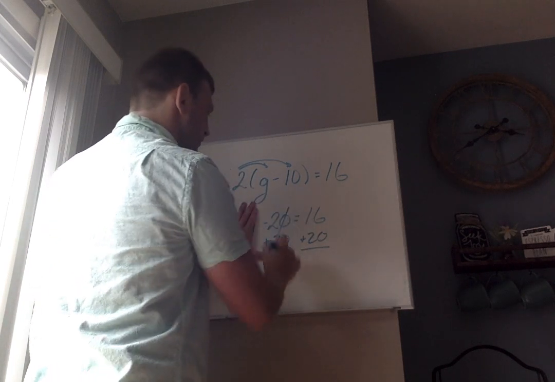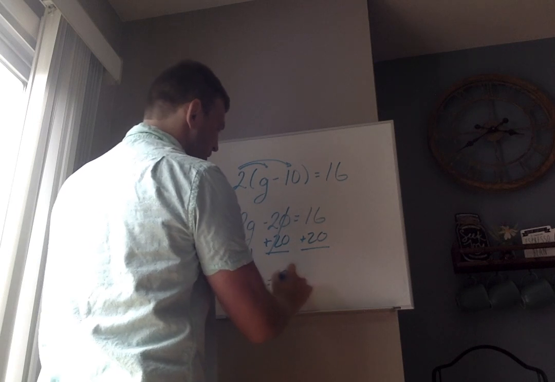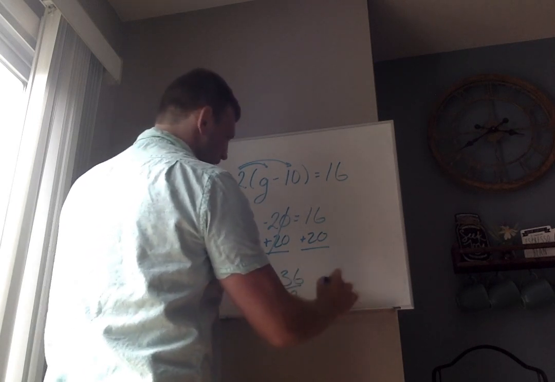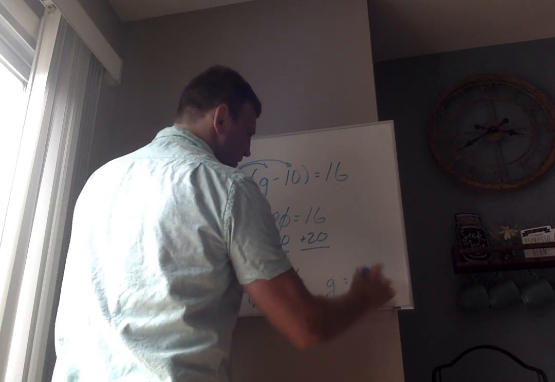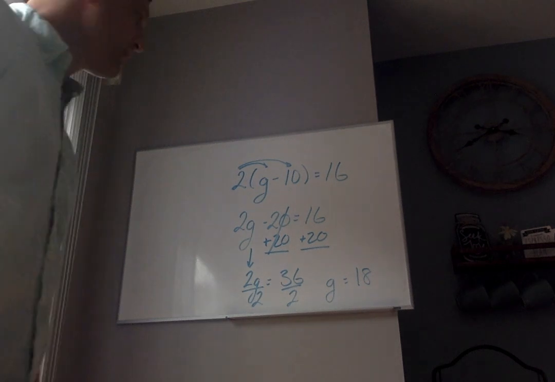These cancel because they're opposites. The 2G comes down, so I have 2G equals 36. Now I'm going to divide by 2, and I have G equals 18. I'll give you a second to soak that in.